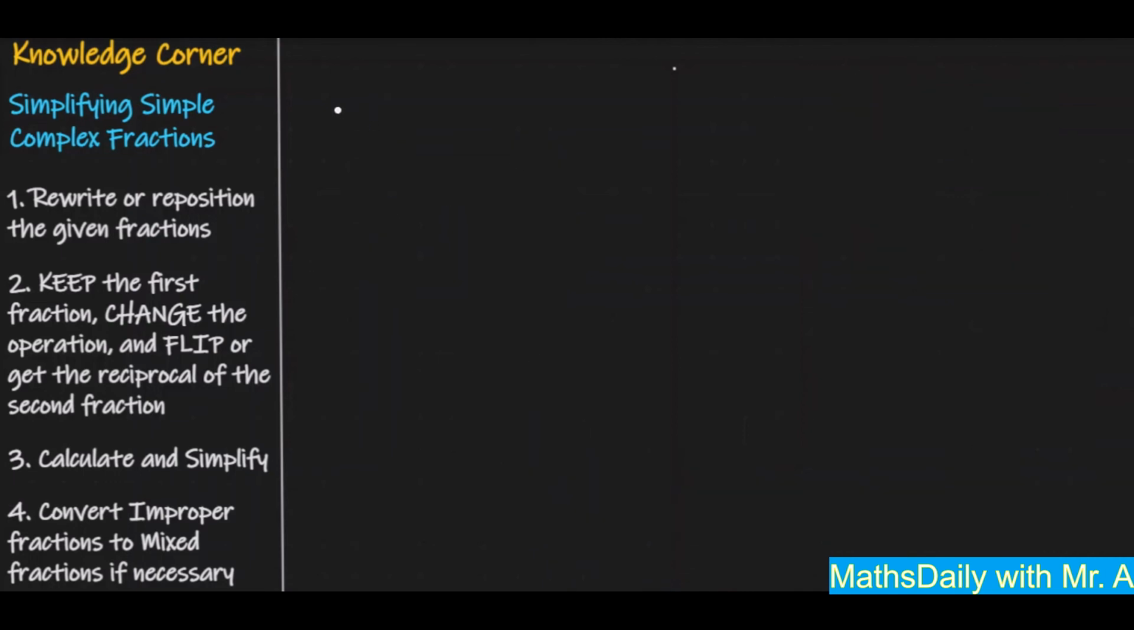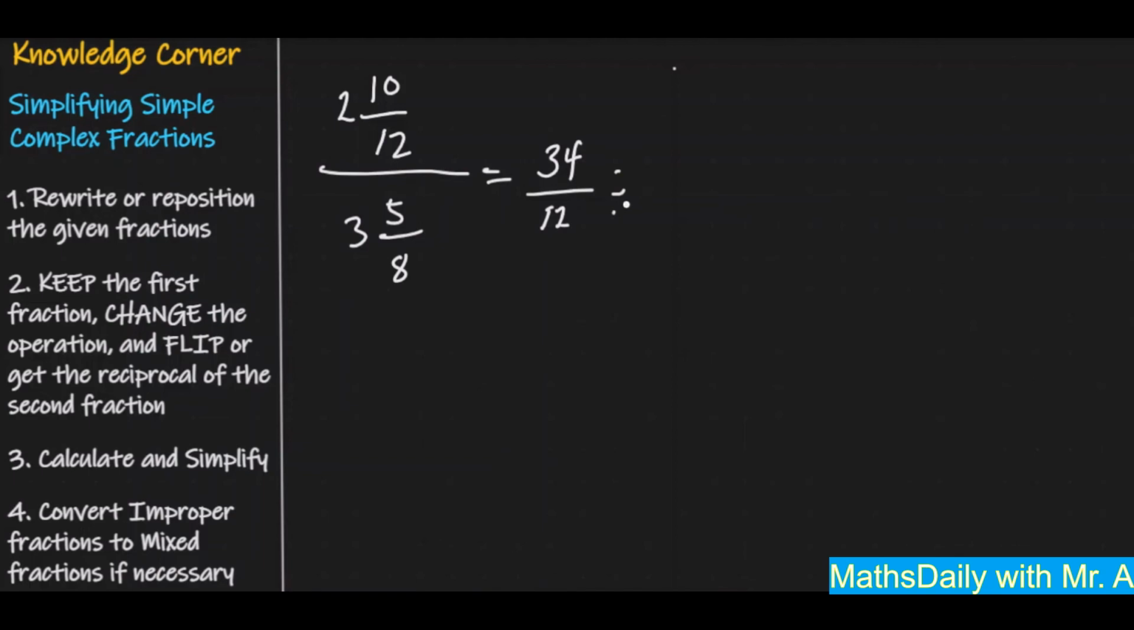Let's have another example. 2 and 10/12 divided by 3 and 5/8. In this example, we need to convert the mixed fractions into improper fractions. So 12 times 2 is 24 plus 10 is 34. 34/12 divided by 24 plus 5, 29, over 8. This is equal to 34 over 12 times 8 over 29.